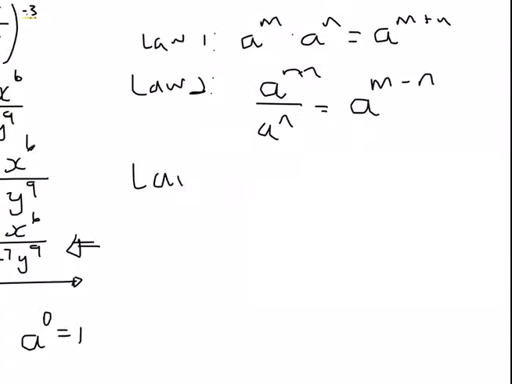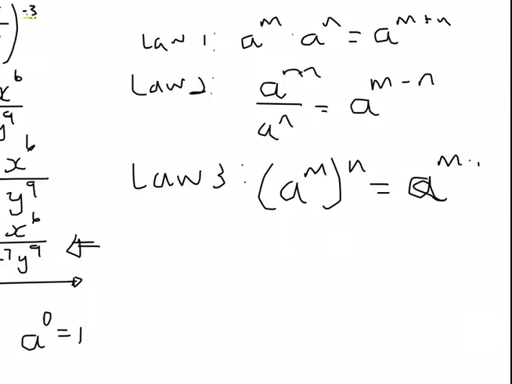Then let's talk about law number 3. Law number 3 is where you are having a bracket with an exponent, and it is easy, because all that you need to do is multiply their exponents. Then you should be done by doing that.